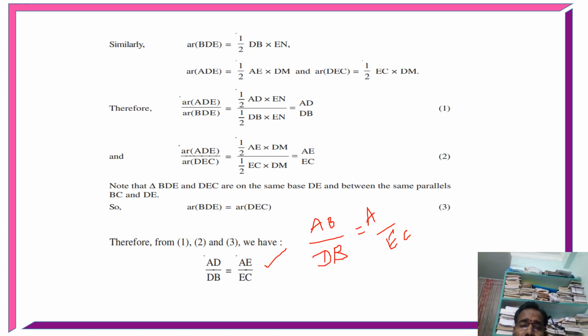So any out of these four values, any three given, the fourth value we can find by using this result. In this way, we can solve the applications of Thales theorem. Let us go with the next slide.